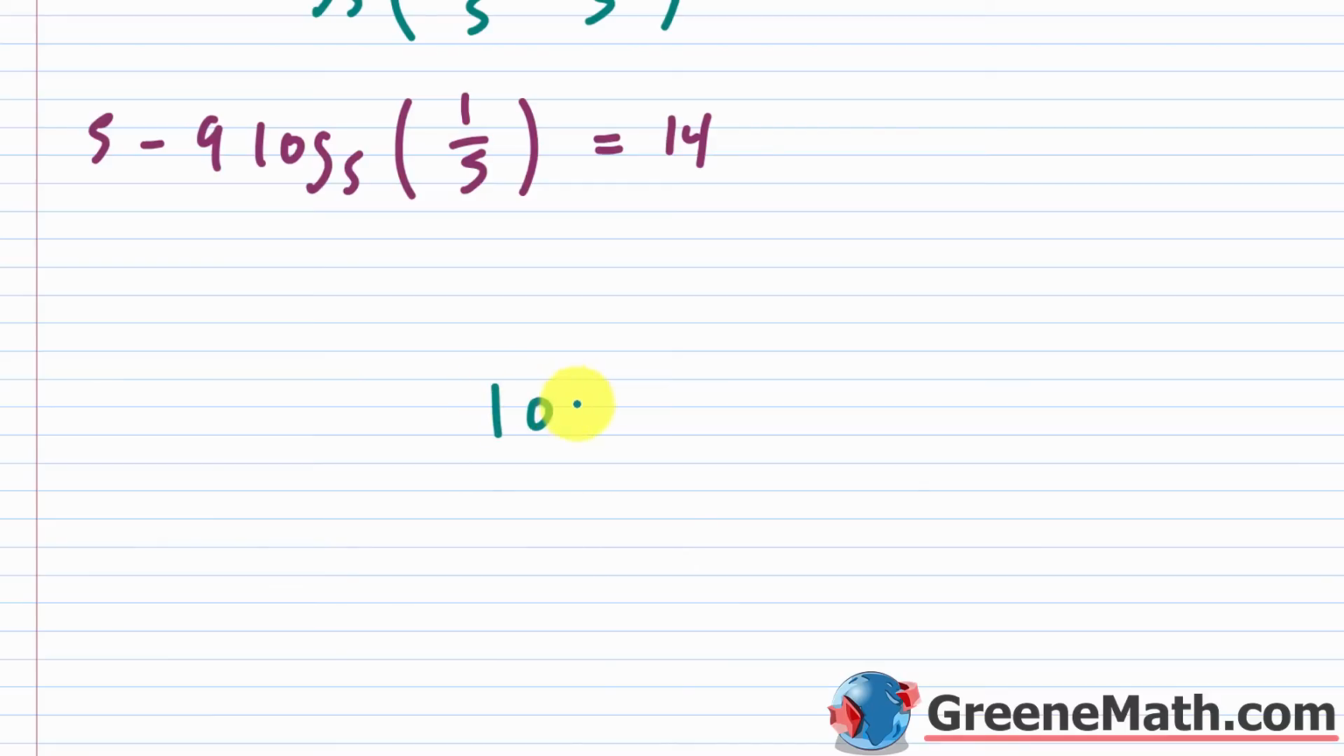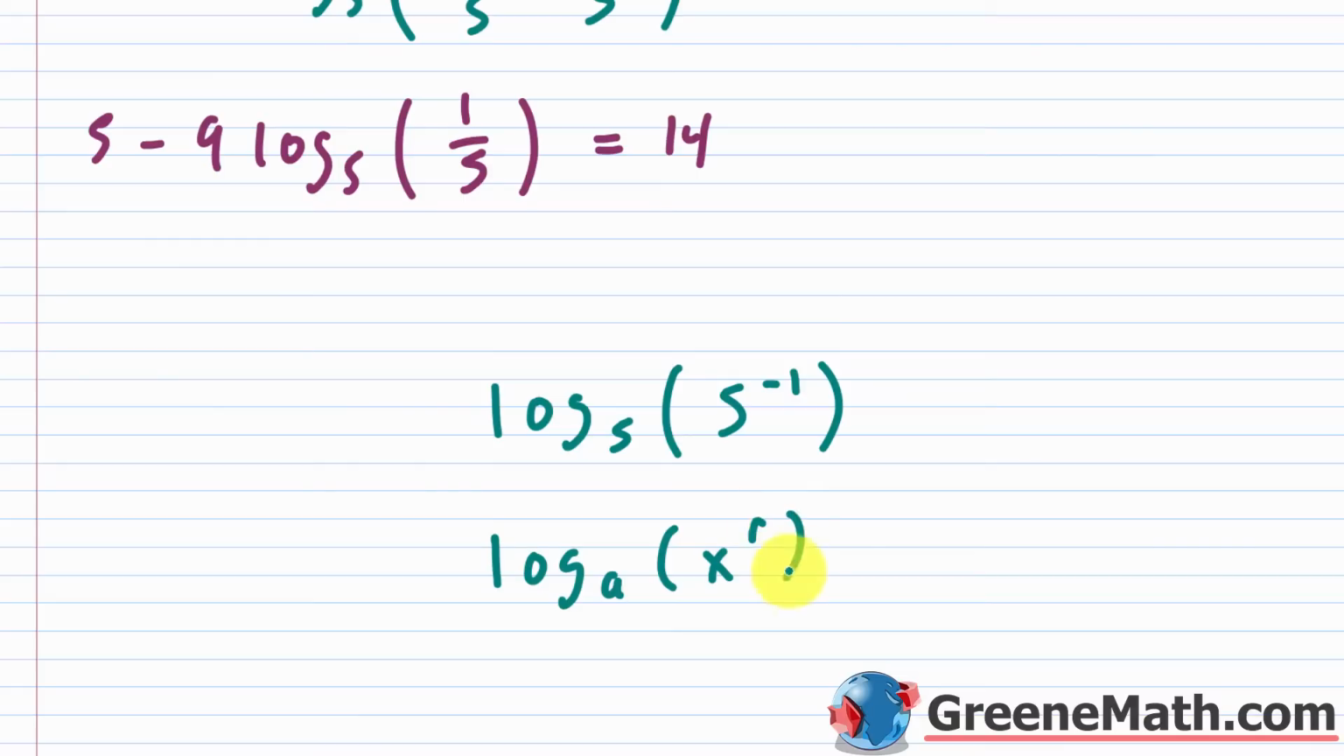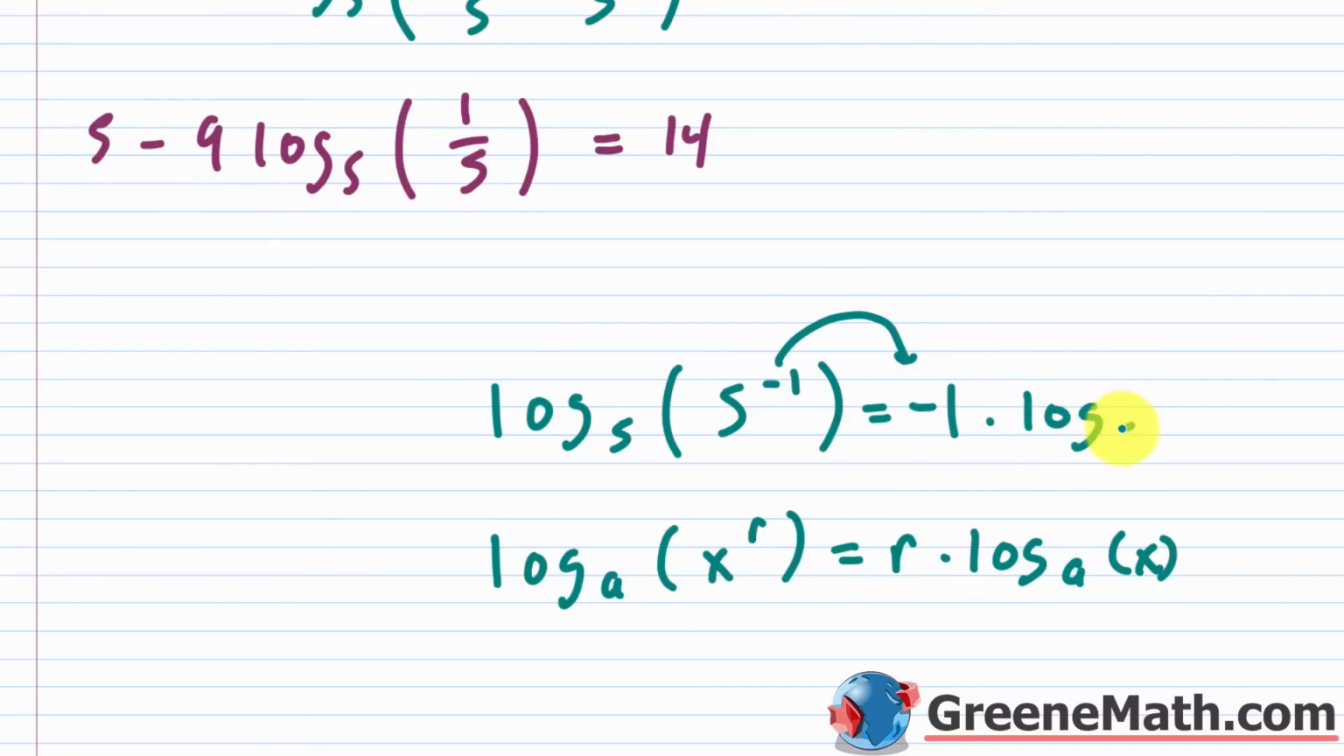If you have something like log base 5 of, let's say, 5 raised to the power of negative 1, then what happens is this exponent right here can come out in front as multiplication. In other words, something like, let's say, log base a of x to the power of r is equal to r times log base a of x. So this is called the power rule for logarithms, and we'll talk about this in the next lesson. So for right now, let's use this and say this would be equal to, you can bring the negative 1 out in front as multiplication, and then it's times log base 5 of 5. And so log base 5 of 5 is 1.